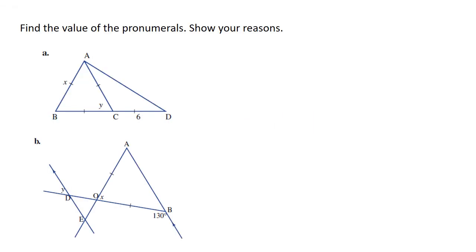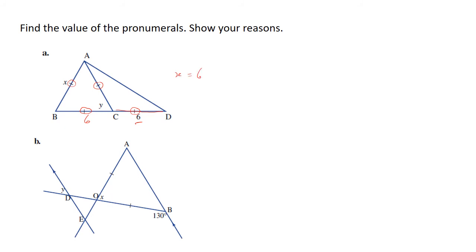Find the value of the pronumerals. So find X and Y in both these questions below. Pause the video and have a go. I'd have a look at this triangle and notice that it is an equilateral triangle. All three sides are the same. Also this side CD is the same as the sides in our equilateral triangle. This side is 6, meaning that this side must be 6 as well, meaning that X must be 6.